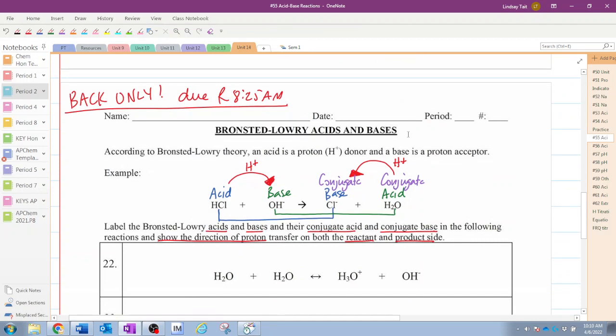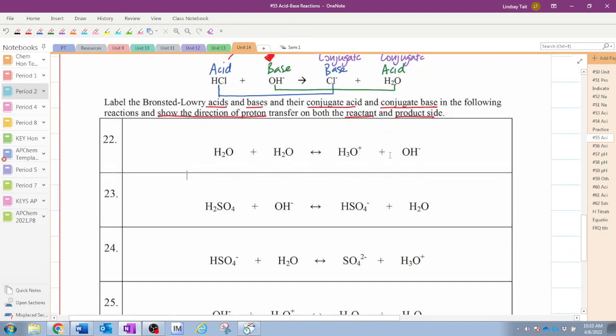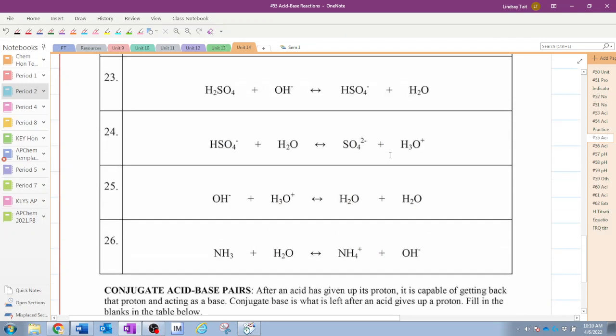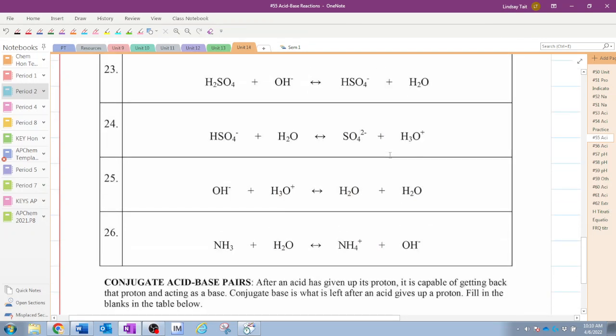So again, this is just an application of the Bronsted-Lowry definition. While some of these are formulas that look like acids or bases to you already, there are sometimes going to be things on here that are not your typical acid and base formulas that we did for the acid-base salt worksheet. That's what Bronsted-Lowry can do for us.